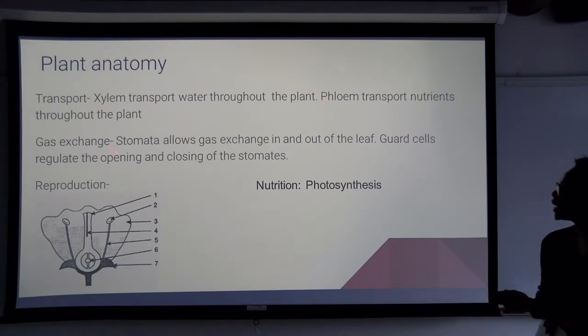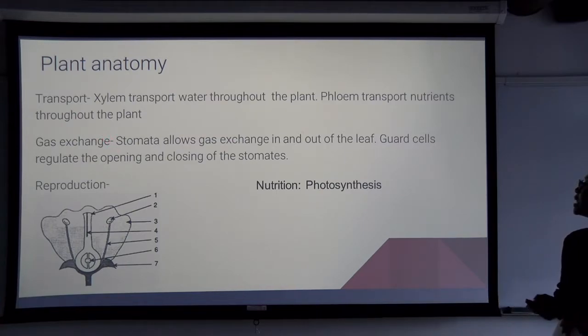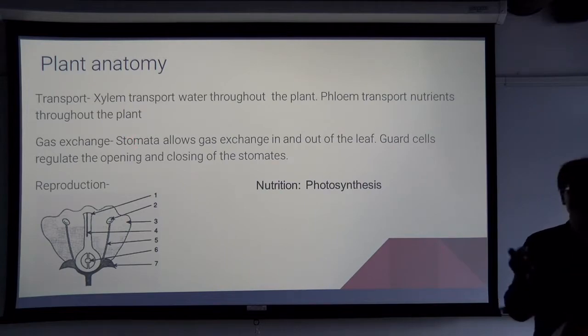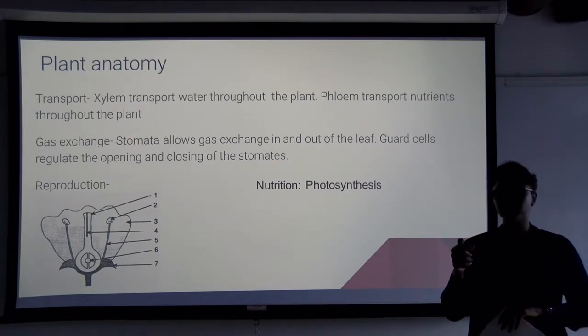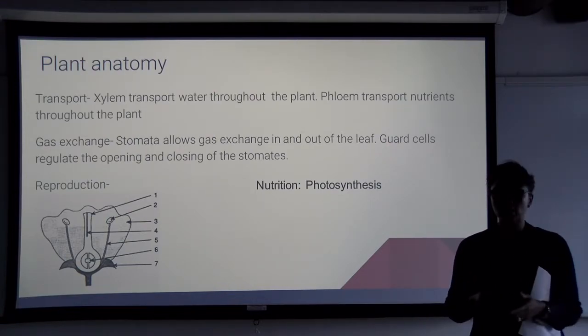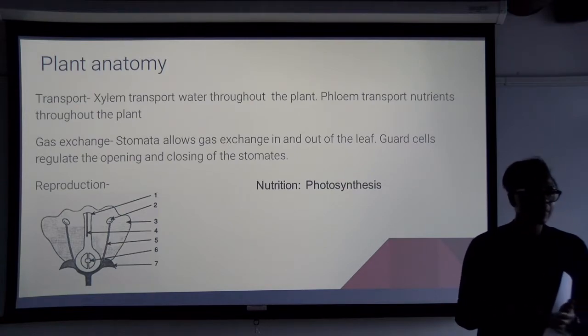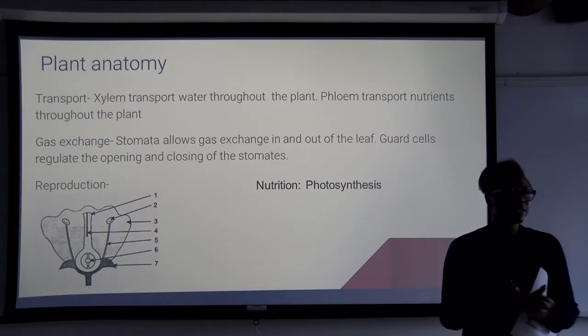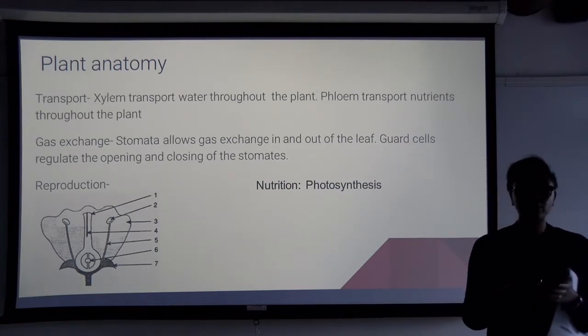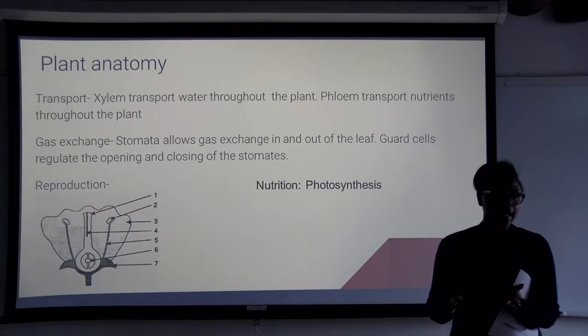We have gas exchange that takes place in the leaf itself. The stomata, or stomates, are small openings in the bottom of the leaves. On each side of the stoma are guard cells, and they regulate the opening and closing of the leaves. So a plant that would be in a dry area would not have a lot of stomates because you don't want the plant to lose a lot of water in a dry area.